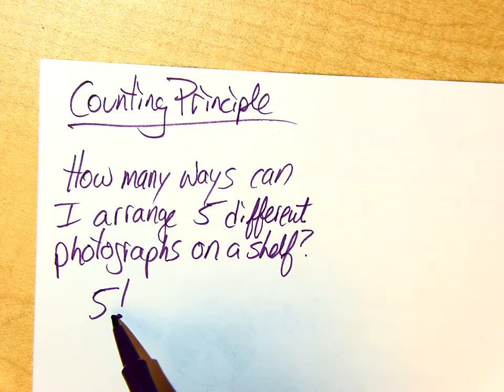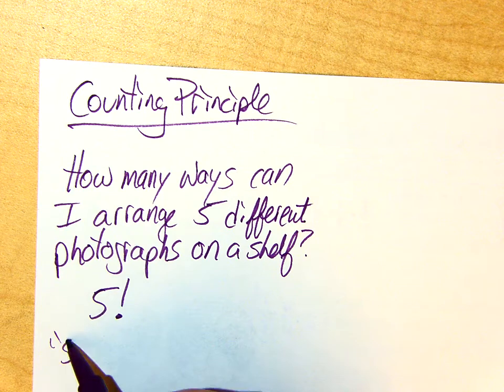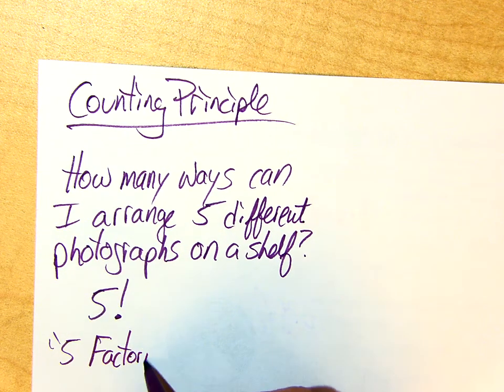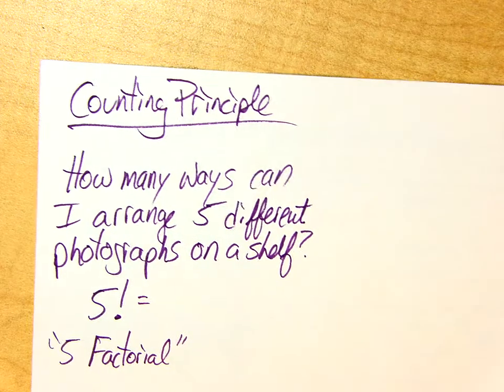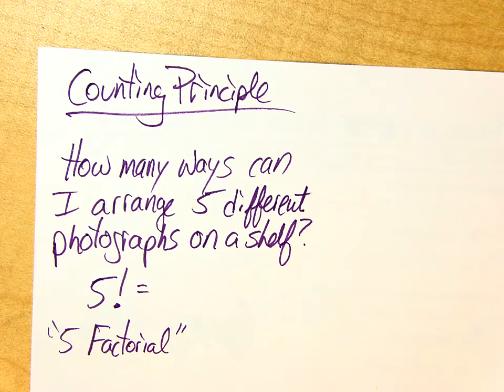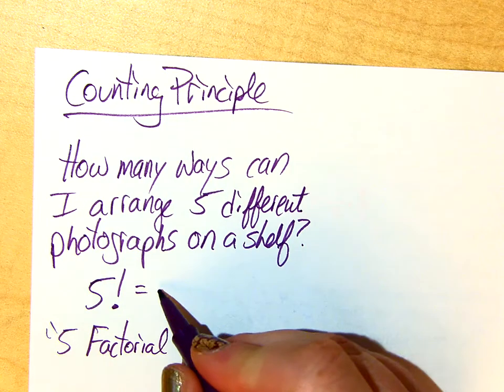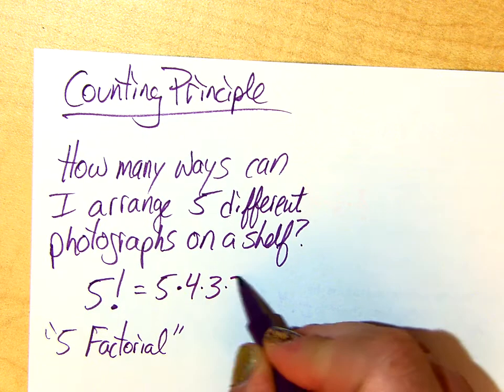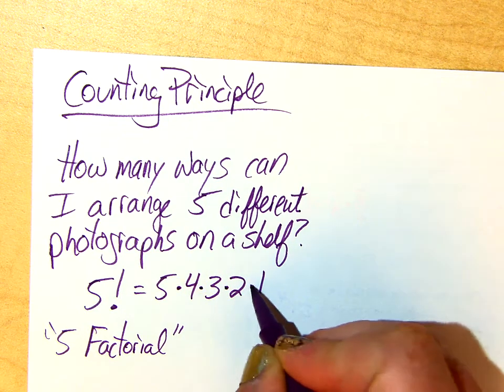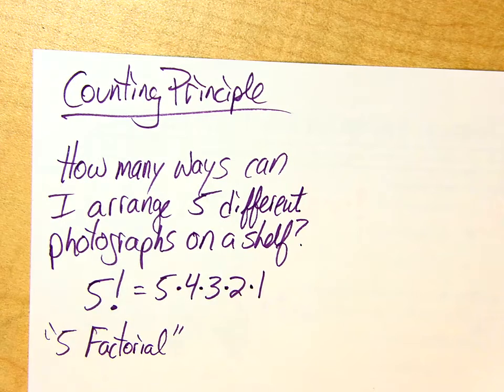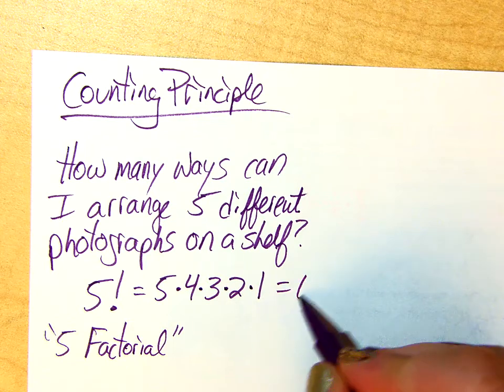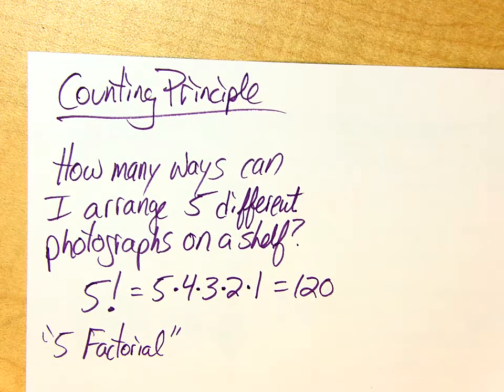So, if you recall, in math, the exclamation point is actually an operation. That's called a factorial. You say this out loud as 5 factorial. What a factorial is, it means to take whatever number and multiply it by every number underneath it. So it's the same thing as doing 5 times 4 times 3 times 2 times 1. So yes, that will get me my answer, which is 120. That is correct.